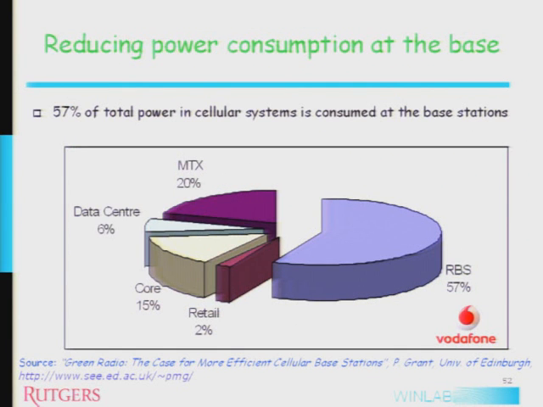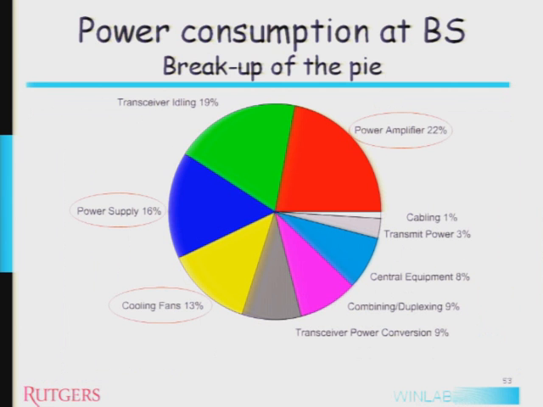This is a backup slide though. This is a pie chart we got from a green radio project in Europe, where Vodafone is the service provider, and for example, 57% of the total power in cellular systems is consumed at base stations. And if you break up the pie, Steve Wilkes, I think you were also in the email that we exchanged, claimed these numbers are wrong and it's actually much worse. This pie chart shows the amplifier being used, 22%. These three combined give more than 50%. He says half.